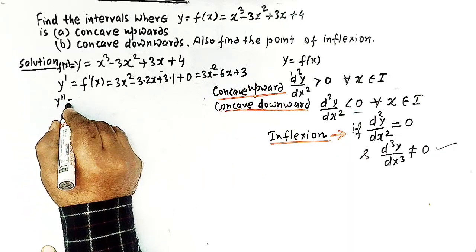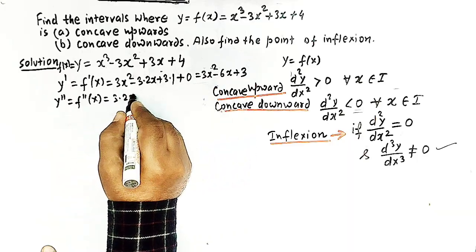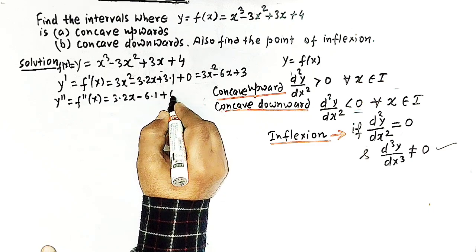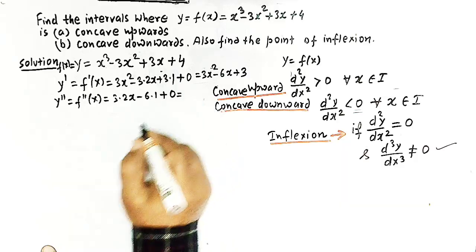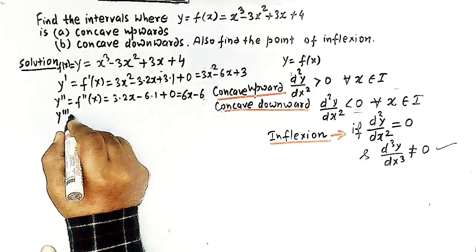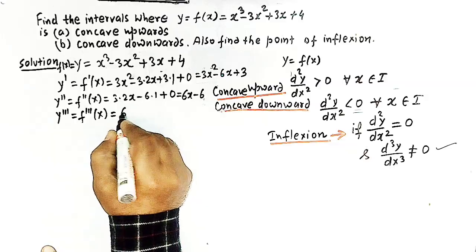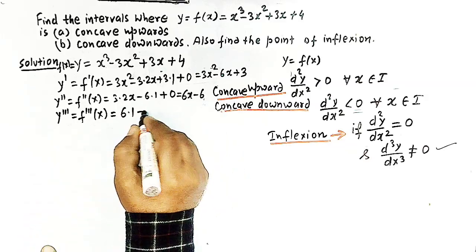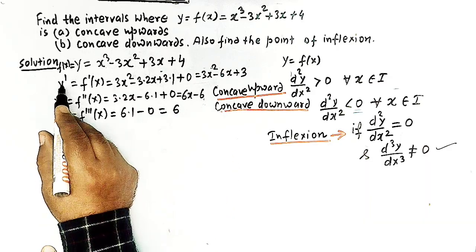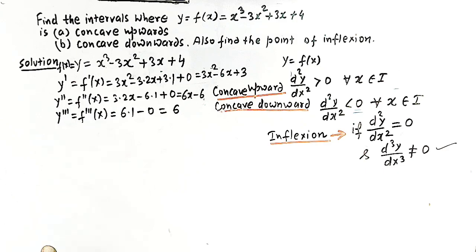Now the second derivative is f double prime of x. So here we have 3 times 2x. The derivative of x square is 2x. Then minus 6 times 1 plus 0. The derivative of 3 is 0. So we have here 6x minus 6. And the third derivative, that is f triple prime, is given by 6 times 1. The derivative of x is 1. Here the derivative of 6 is 0, so we have simply 6, right? So we have obtained the first derivative, the second derivative, and the third derivative, right?